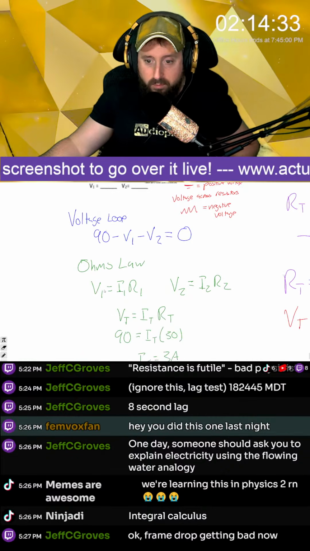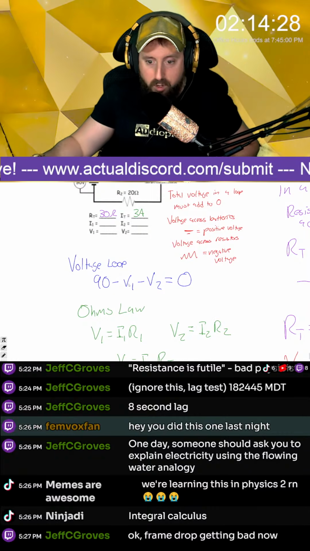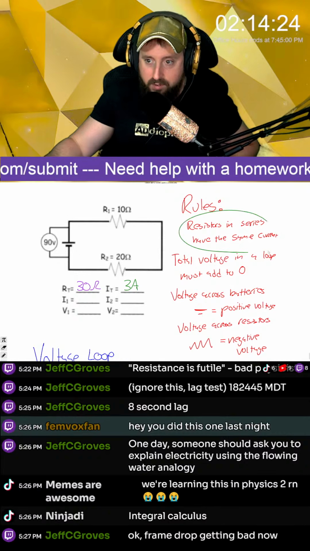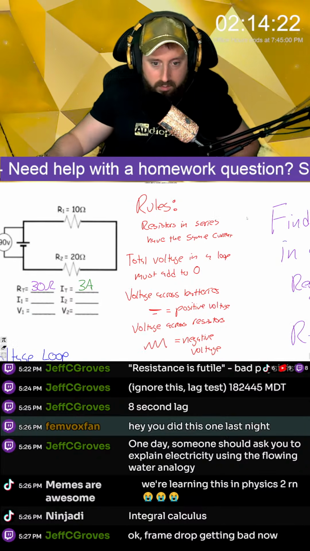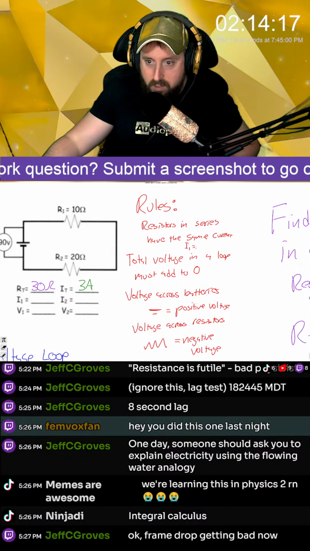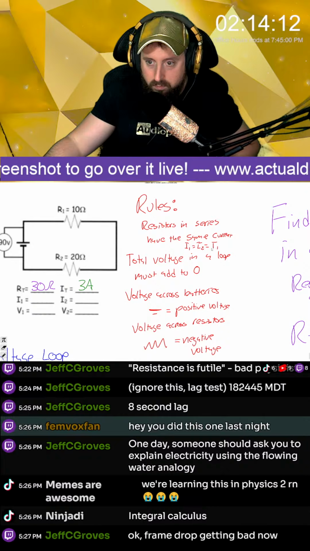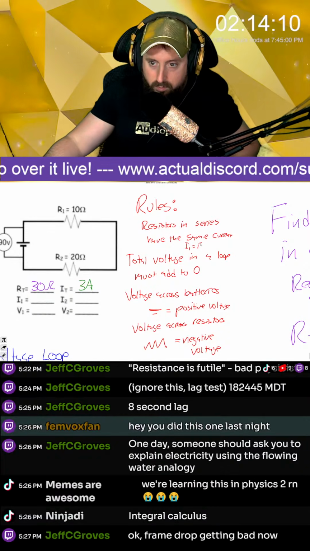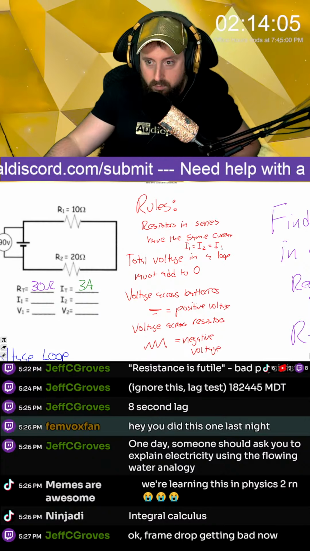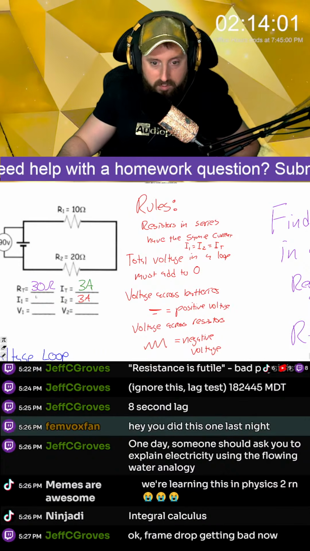Then we can figure out what these individual things are by either using the voltage loops or using Ohm's law. The other key thing is that everything in series has the same current. So I1 equals I2, which also equals I total. I total was 3 amps. That tells me this is 3 amps and this is also 3 amps.